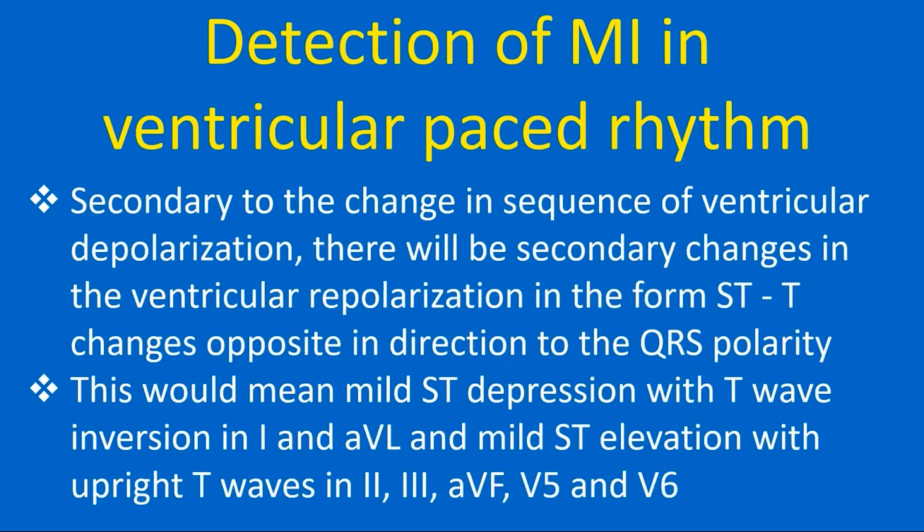Secondary to the change in sequence of ventricular depolarization, there will be secondary changes in the ventricular repolarization in the form of STT changes opposite in direction to the QRS polarity. This would mean mild ST segment depression and T wave inversion in 1 and AVL and mild ST segment elevation with upright T waves in 2, 3, AVF, V5 and V6.